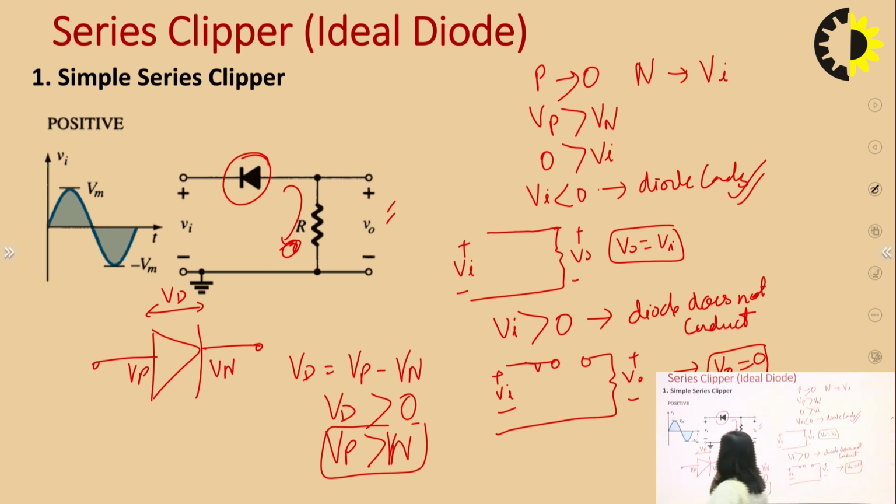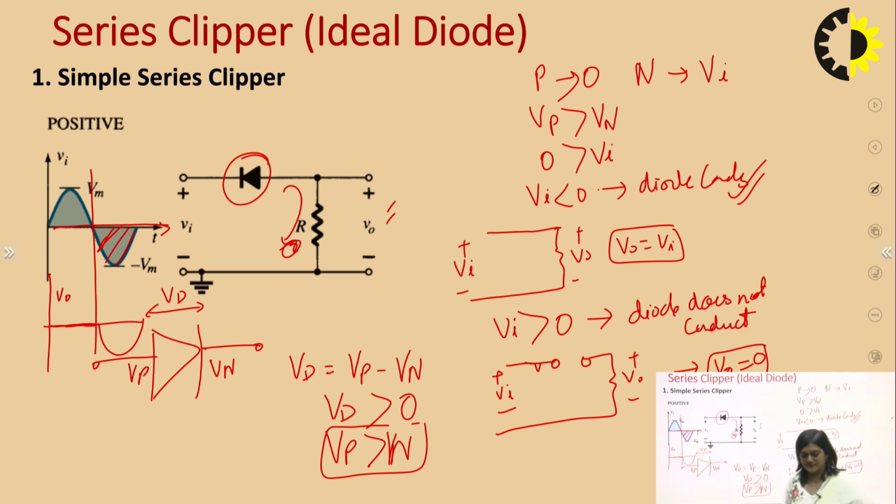The conducting condition is Vi less than 0. On the 0 axis, the part where Vi is less than 0 is where the diode is in the conducting state, and for the rest the diode is not conducting. So in this region the output is 0, and here the output is the same as Vi. This will be the output in this case.